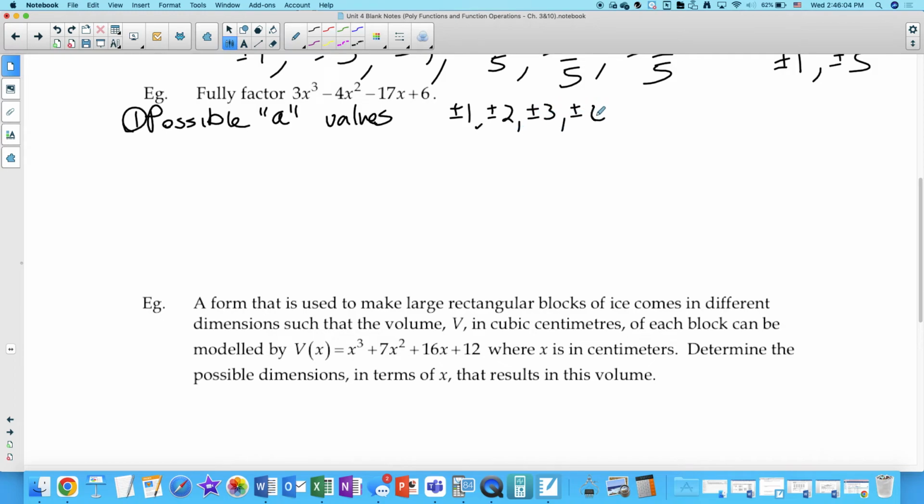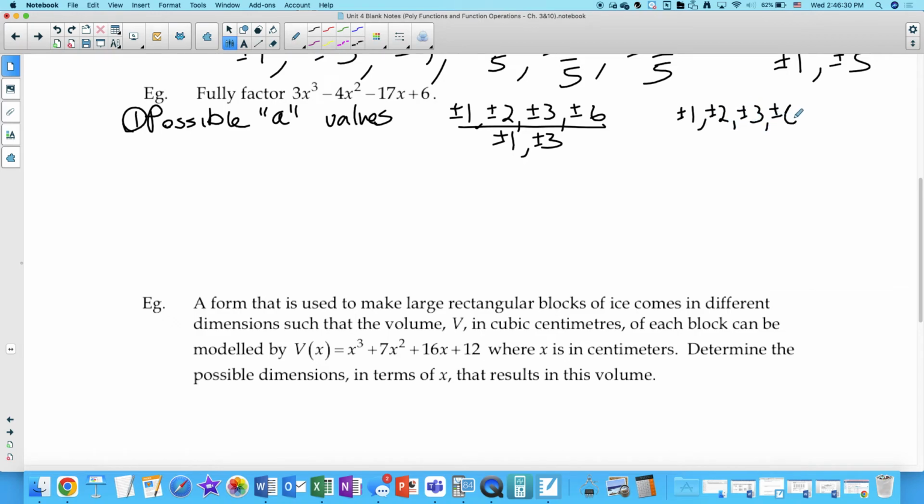Leading coefficient is 1. Over plus or minus 1 or plus or minus 3. Okay, so if we actually make a list of distinct values, if you divide by plus or minus 1, you just get everything in the numerator. So plus or minus 1, plus or minus 2, plus or minus 3, plus or minus 6. And then we have to take these one at a time and divide by the denominator.